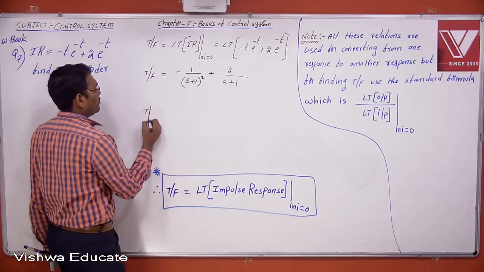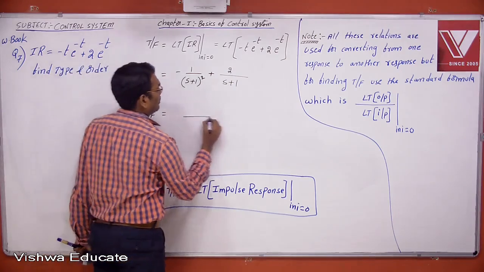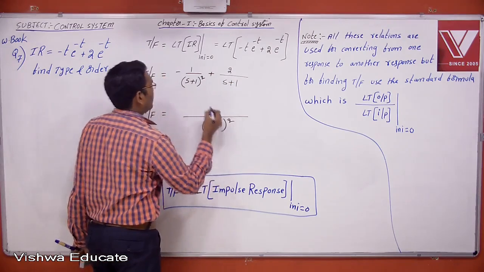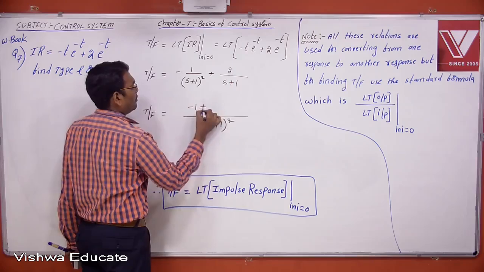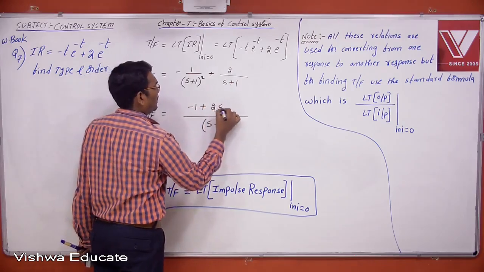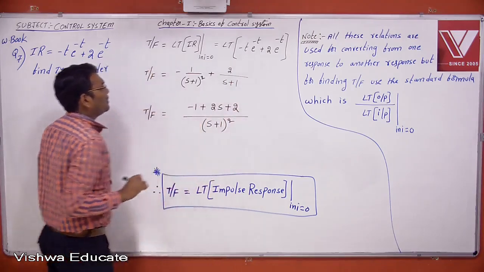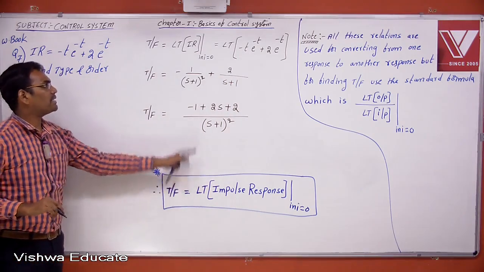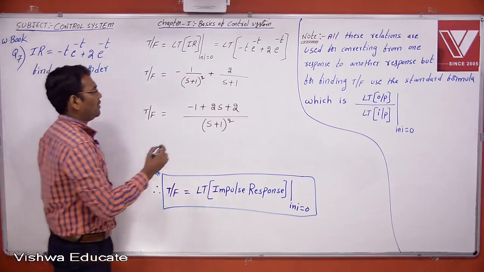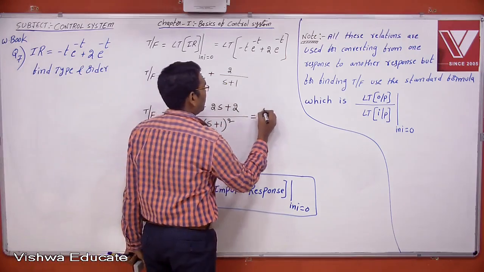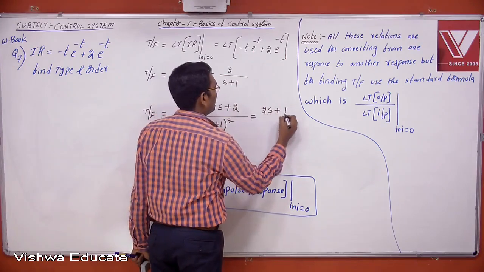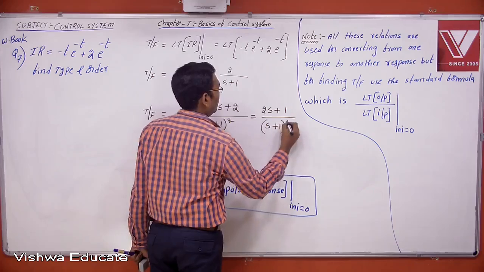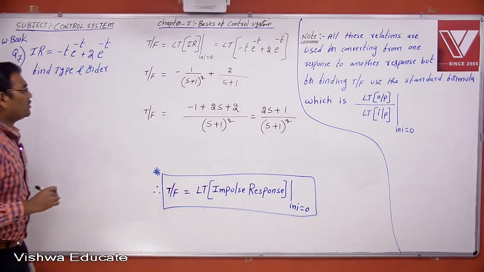Therefore, the transfer function is equal to (s plus 1) whole square in the denominator, and in the numerator minus 1 plus 2s plus 2. This is the transfer function for a linear time invariant system, defined as Laplace transformation of impulse response. Therefore, it is nothing but (2s plus 1) by (s plus 1) whole square. Now this is the transfer function.